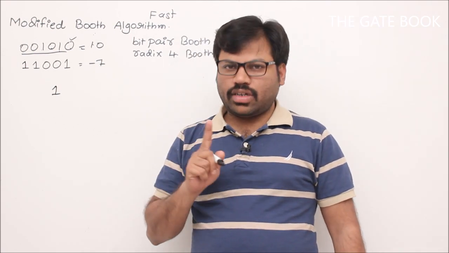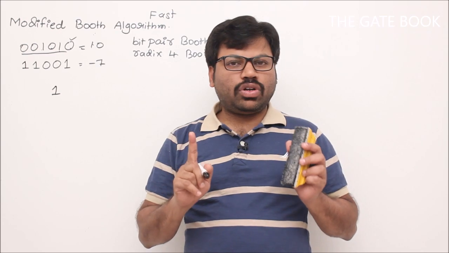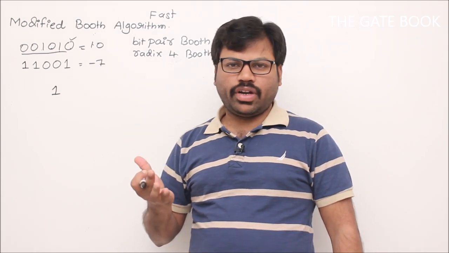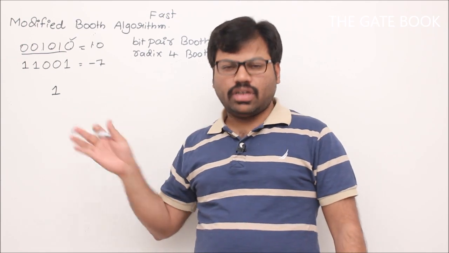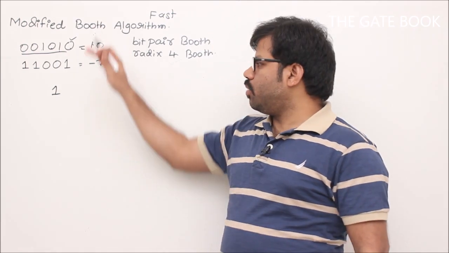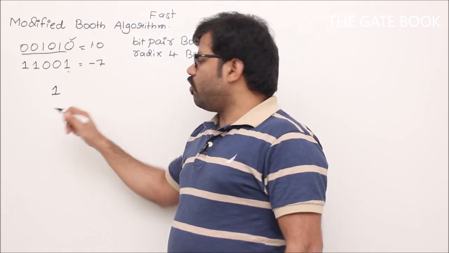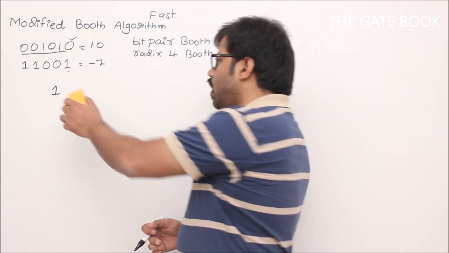Only two things try to understand. One thing, are you able to find out that code? That means bit pair encoding. Yes, that is very simple. Second thing you should know about the modified Booth algorithm is, based on which pattern we will be taking which action. Okay, I will tell you.